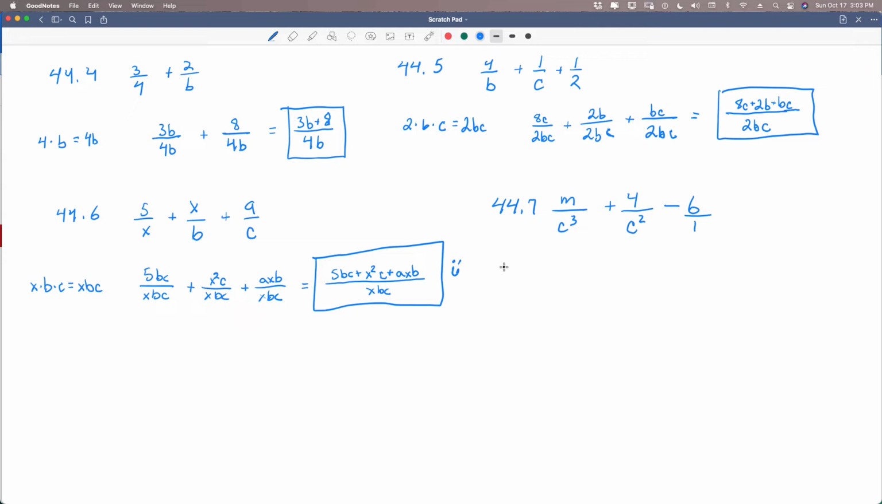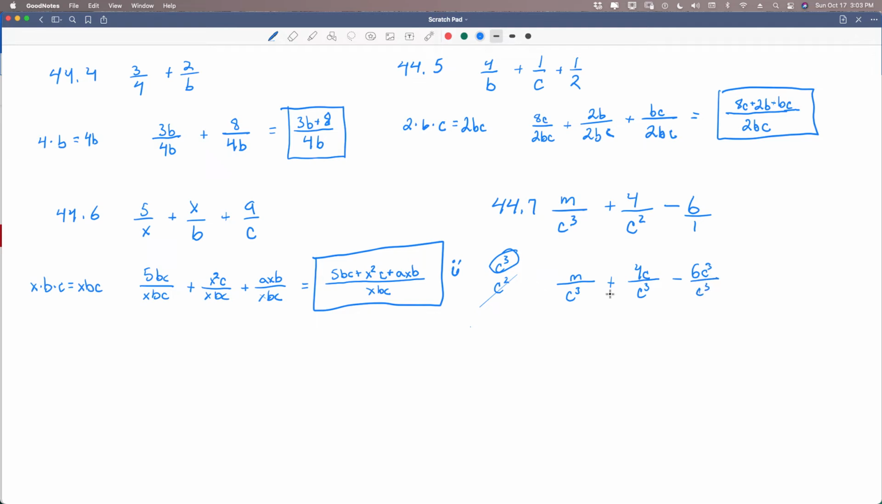So we have c3 and c2. What is the highest exponent? It's c3, right? So we cancel out c2. c3 is our common denominator. So this one is already over c3, so we don't do anything to it. This one needs to be multiplied by another c, so that's going to be 4c. And this one has no c's underneath, so we're going to multiply that by all 3 of the c's.